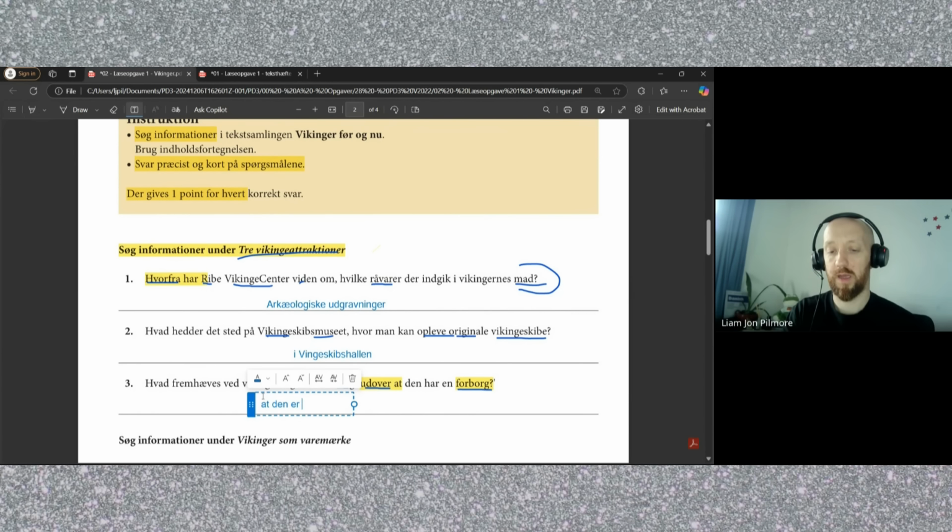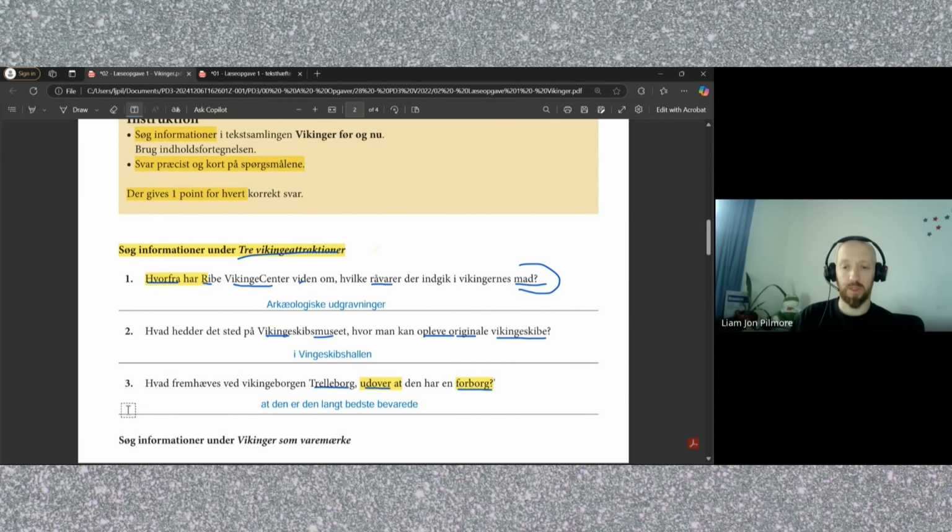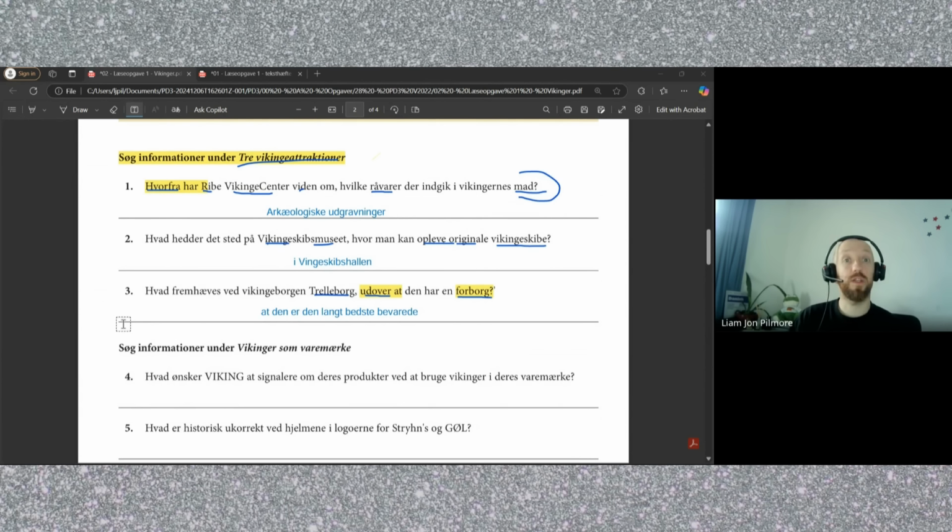At den den langt bedste bevarede. You're probably going to get away with it and get the point if you just put bedste bevarede, langt bedste bevarede. But of course, you want to try and also make it understandable, like a good answer to the question. So when I use the word at here, it's like saying that it is the best preserved. Yeah, it's by far the best preserved. That was our answer. Let's continue with the next section.